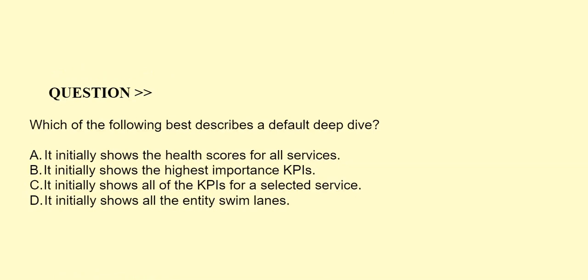Our next question is, which of the following best describes a default deep dive? Option A, it initially shows health scores for all services. Option B, it initially shows the highest importance KPIs. Option C, it initially shows all of the KPIs for a selected service. Option D, it initially shows all the entity swim lanes. The correct answer is option D.